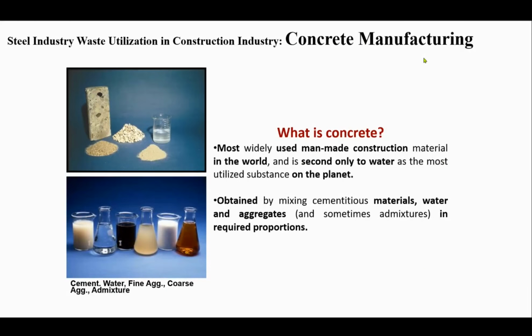and any waste we can use in concrete manufacturing as per the application of that concrete. This is lightweight concrete, or as per structural point of view, strength point of view, durability point of view. So there are so many applications. Based on that, we can use different types of waste in concrete. So here steel industry waste is there, and that waste has similar properties to cement.